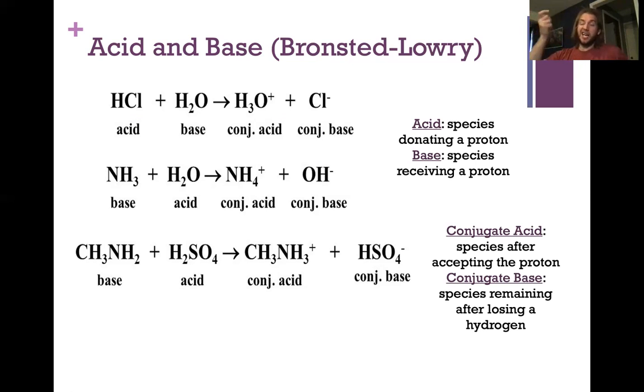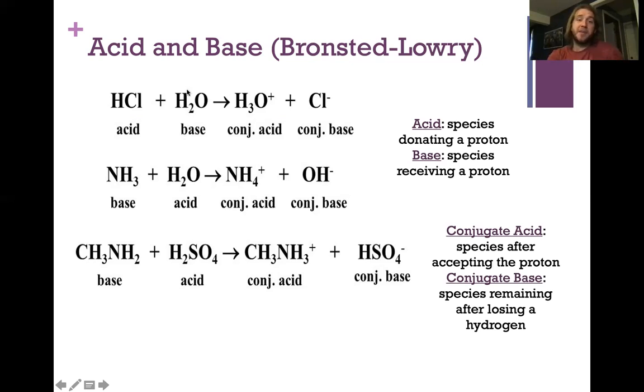But it's kind of like playing practice field, right? You got the practice jersey. If you hand off the practice jersey to somebody else and they put it on, you switch teams. So you'll notice that our acid becomes what's called the conjugate base. This chloride ion is now more negative. It's now more like a base.